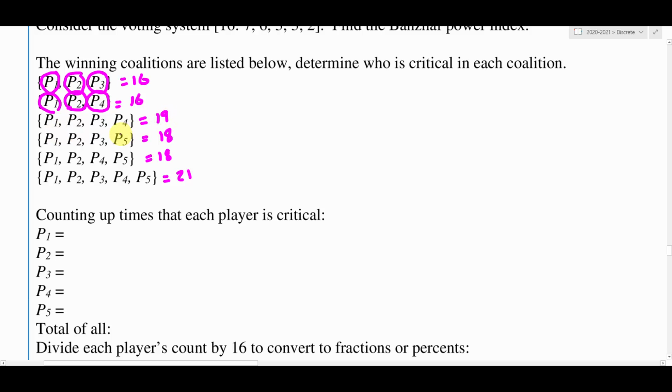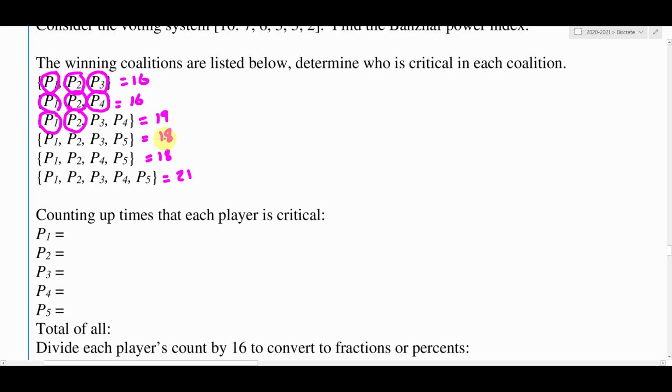Then I go to the next one. This one has a weight of 19, so anyone that has a weight of more than 3 is going to be critical. The only two players that have a weight of more than 3 are player 1 and player 2, so I'm going to circle both. Player 3 and player 4 are not critical. They both have 3 votes, so if player 3 were to leave, it would go down to 16, and that would be okay. If player 4 were to leave, it would go down to 16 again. So player 4 is not critical either.